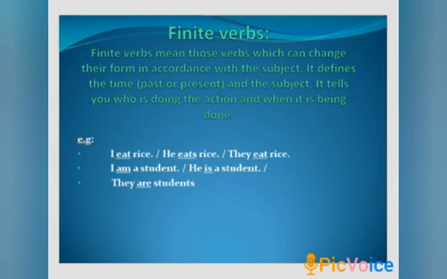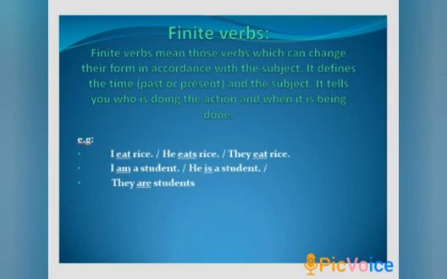Now look at these examples. I eat rice. He eats rice. They eat rice. You have seen that in these examples, the verb eat is changing according to the subject. With I, we use the first form. With he, we use s. And with they, we use the first form of the verb.